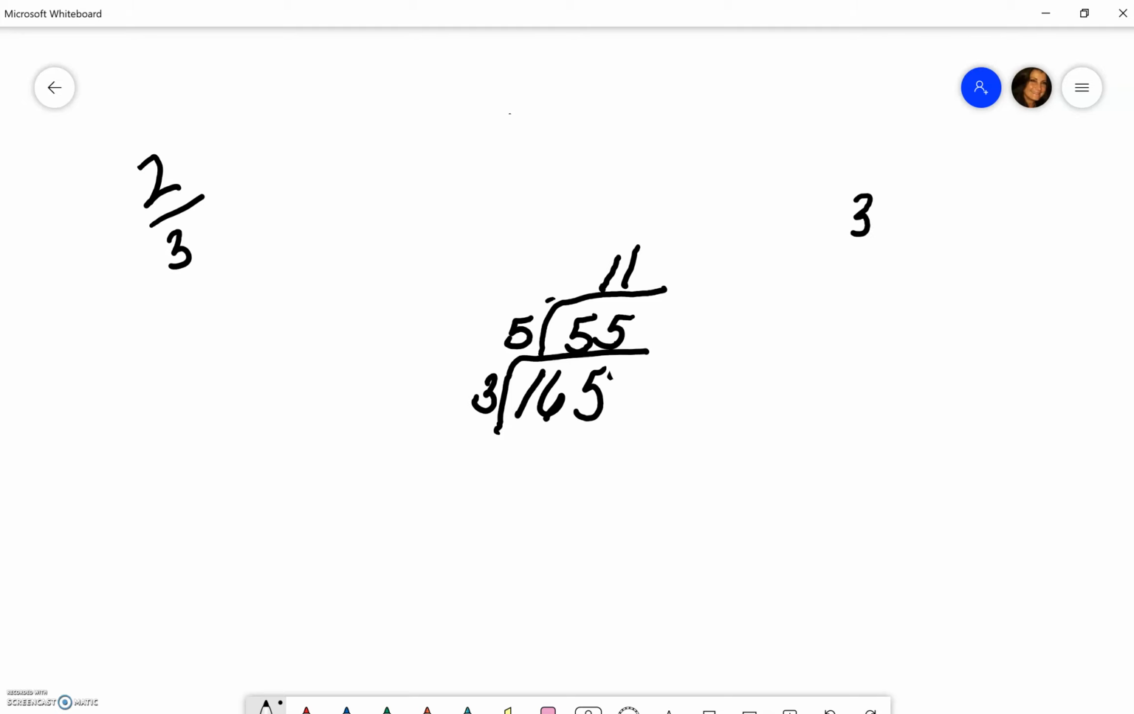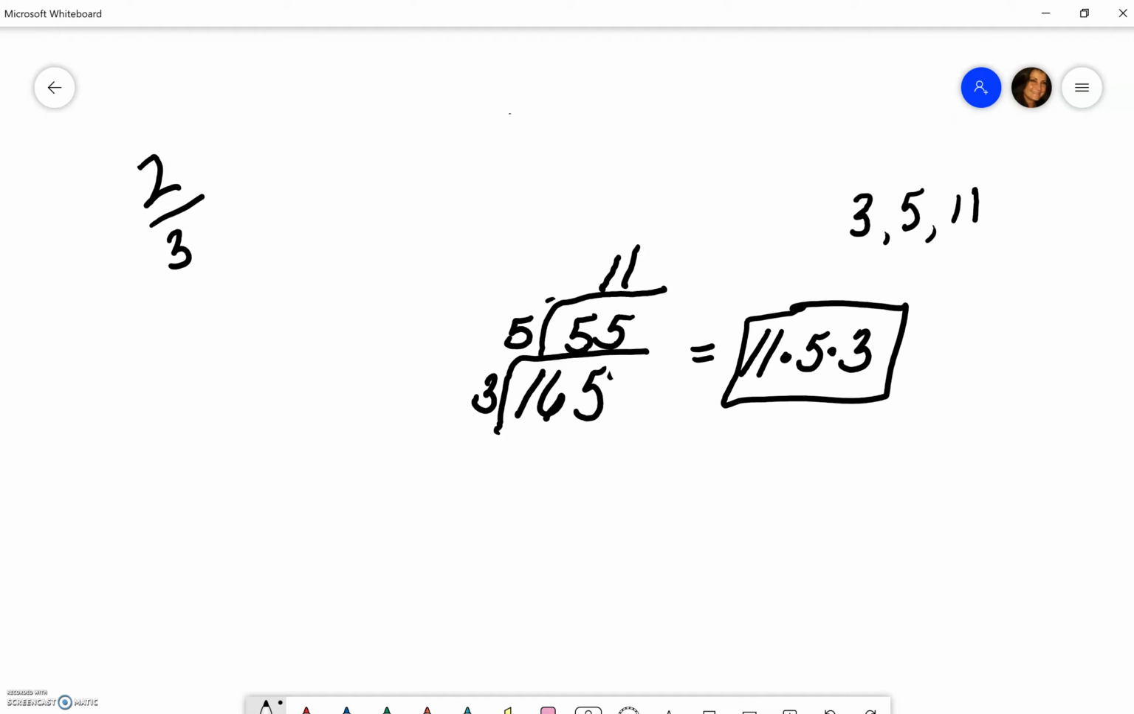All the numbers 3, 5, and 11 are prime. You can't break that down any further. So the answer would be, going from highest to lowest, 11 times 5 times 3. That will be your final answer. That's just another way of expressing 165 using prime factorization.